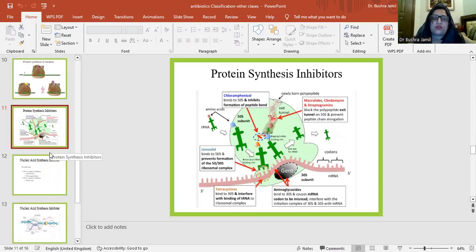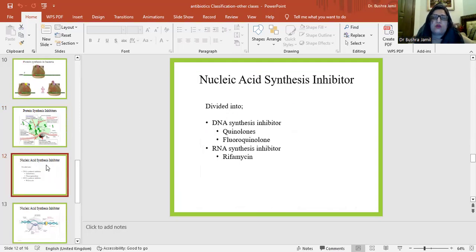That's all about protein synthesis inhibitors. Now we will move to the next class of antibiotic, which is the nucleic acid synthesis inhibitors. Nucleic acid synthesis inhibitors are divided into those antibiotics that inhibit DNA synthesis, and it also includes those antibiotics which inhibit or interfere with RNA synthesis.